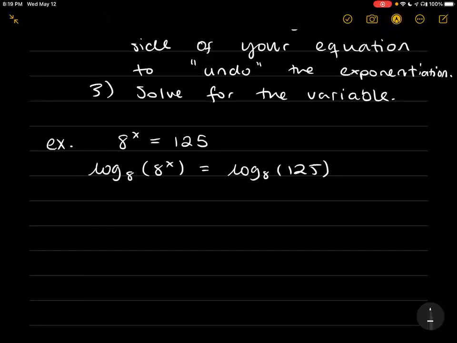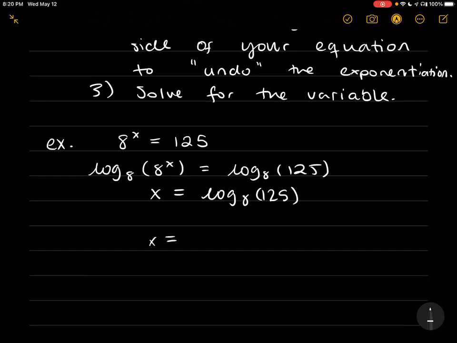And then we can go ahead and use some log properties, property number 3. We can rewrite the left-hand side as just x. Log base 8 of 8 to the x is just going to be x. And that's going to be equal to log base 8 of 125. Okay, cool. At this point, you have solved for the variable, but we could make this a little bit nicer if we wanted to. But this is perfectly fine as an answer. I'll show you a way you could clean this up.